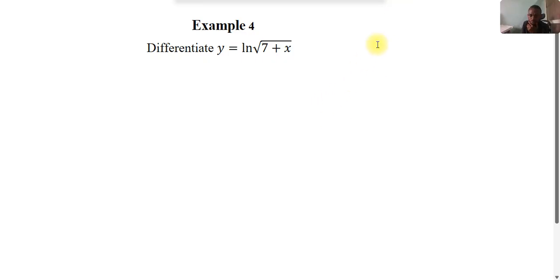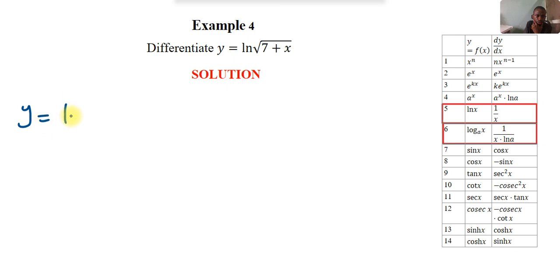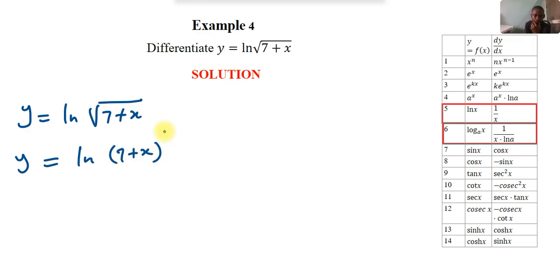We have this question. It says we should differentiate y equals the square root of 7 plus x. So in that case we can rewrite this as y equals 7 plus x, all raised to power half. If you remember your indices very well, all raised to power half.